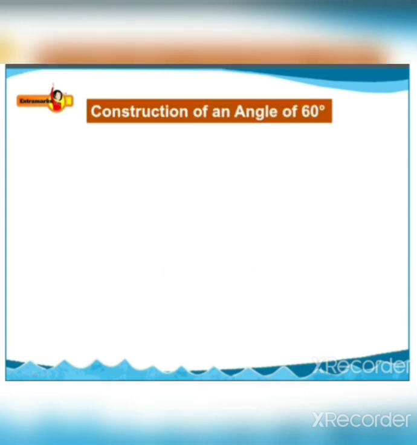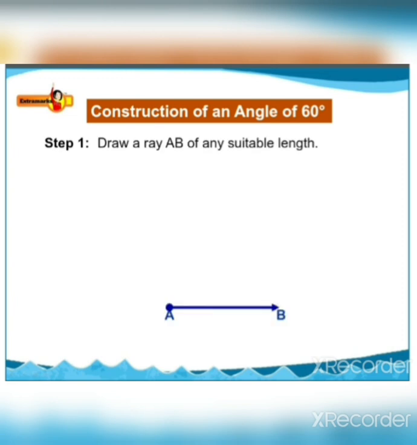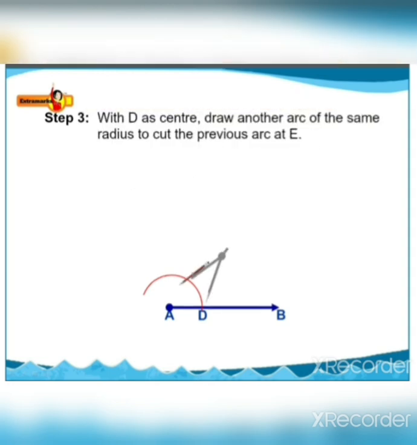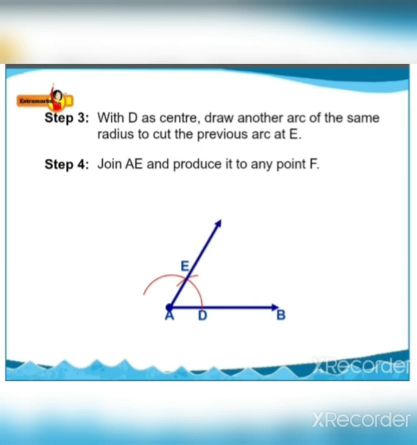Now let's learn the construction of an angle of 60 degrees. Draw a ray AB of any suitable length. With A at center, draw an arc of any size to cut AB at D. With D as center, draw another arc of the same radius to cut the previous arc at E. Join AE and extend it to the point F. Then the angle FAB equals 60 degrees.